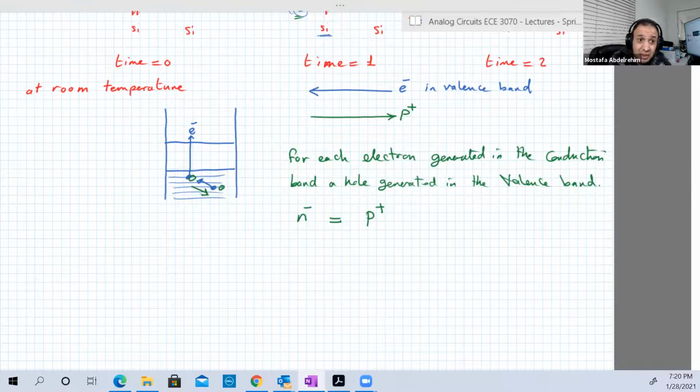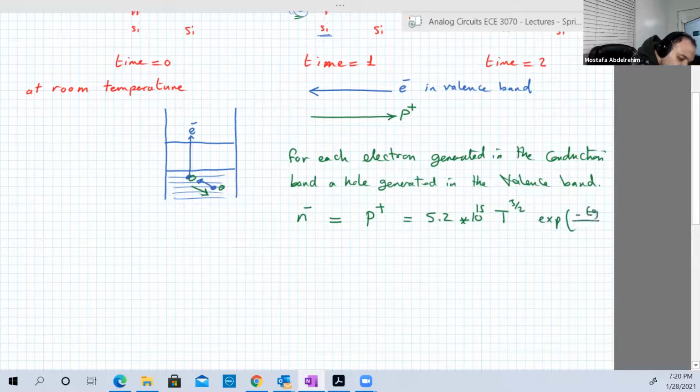And what is n in the first place? As we said last time, it is 5.2 times 10 to the power 15, T to the 3/2, exponential of minus Eg over 2kT. So n equals p equals such a term. Both of them increase by increasing the temperature or decrease by decreasing the temperature. Both of them increase by decreasing the energy gap, or decrease by increasing the energy gap.